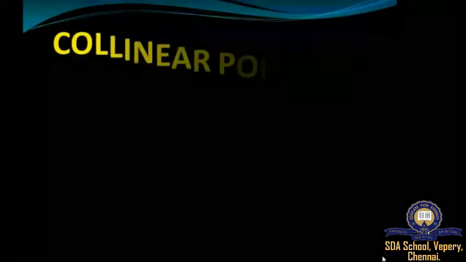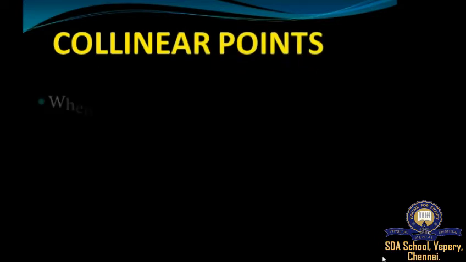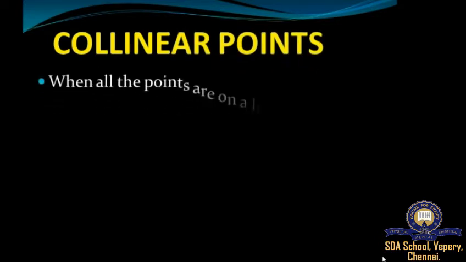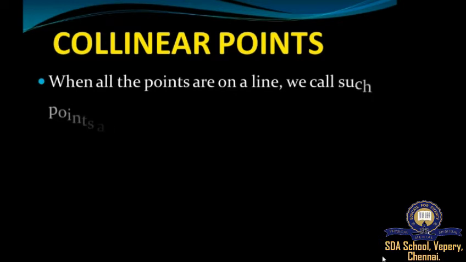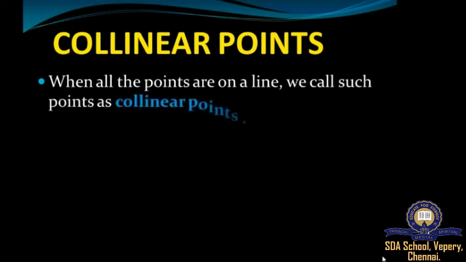Now we'll move on to collinear points. What are collinear points? When all the points are on a line, we call such points collinear points. A group of points that lie on the same line is known as collinear points. This will be the example of collinear points.